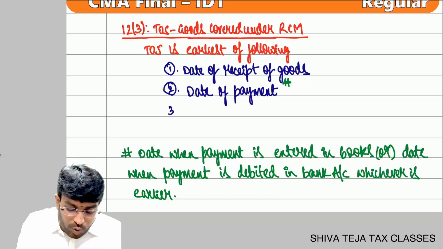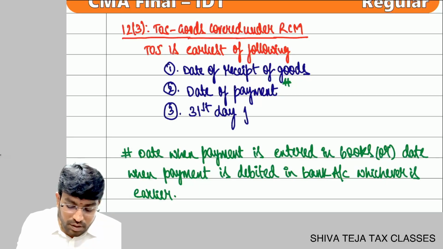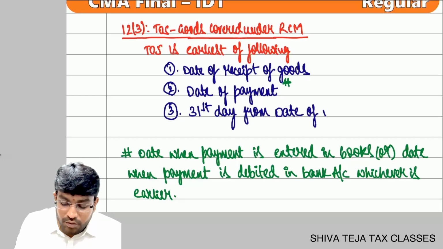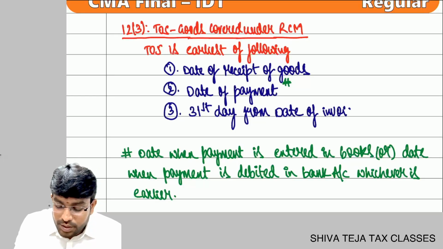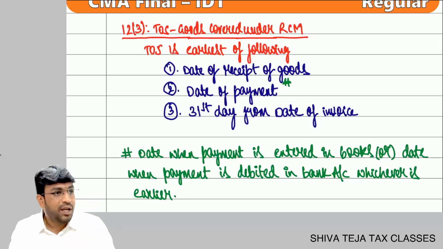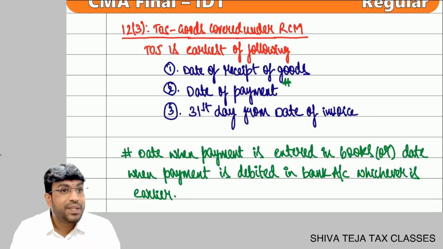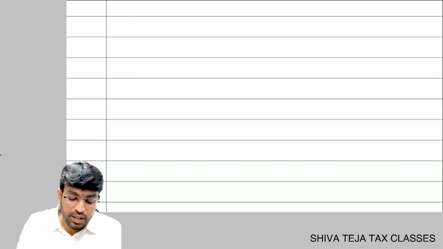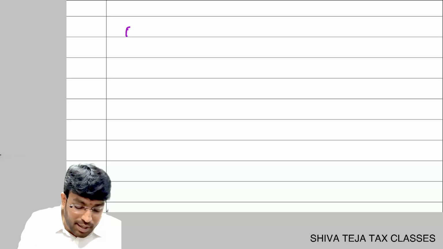Date of receipt of goods. Second one, date of payment. The third one is the 31st day from date of invoice. So you see, from the invoice date you take which day? The 31st day. So, my dear friends, let's take an example and get complete clarity on this point. If not, we won't be clear on this.